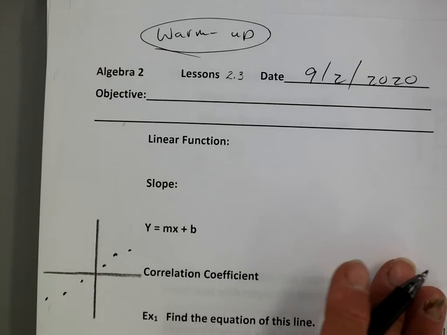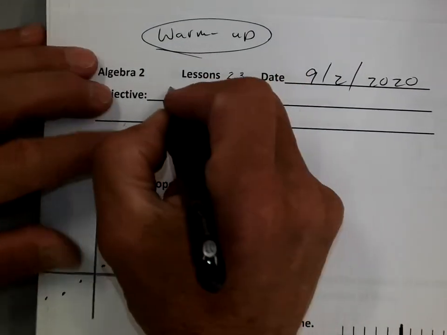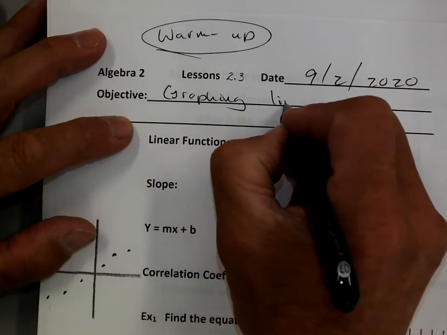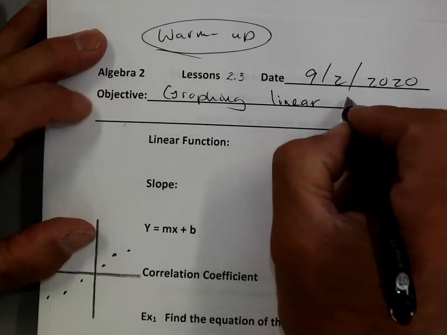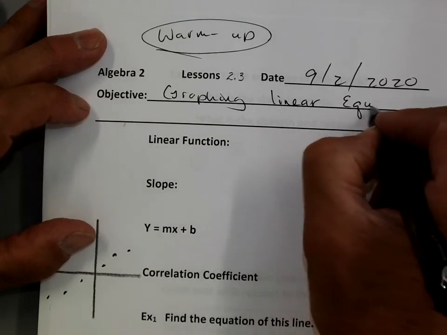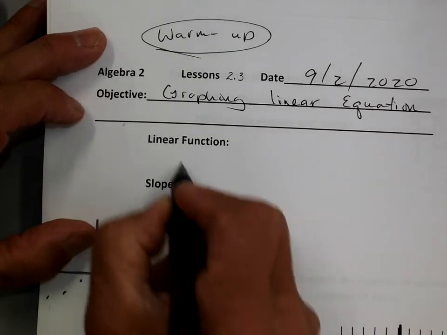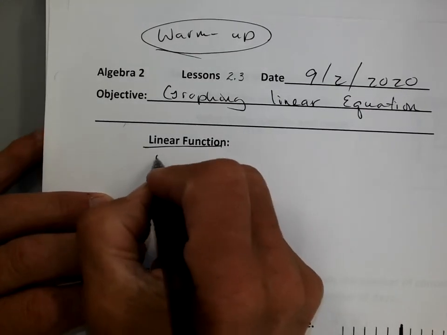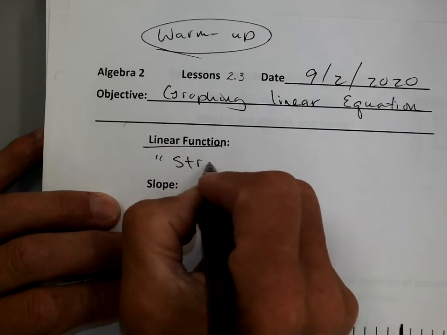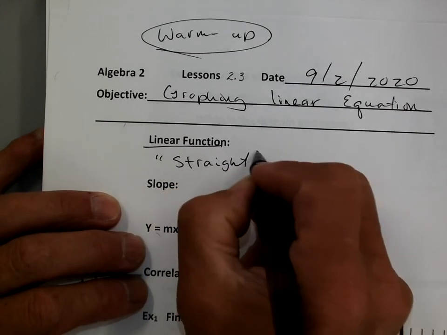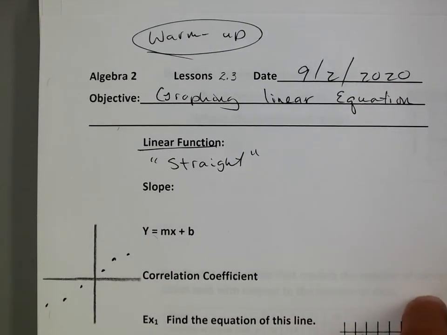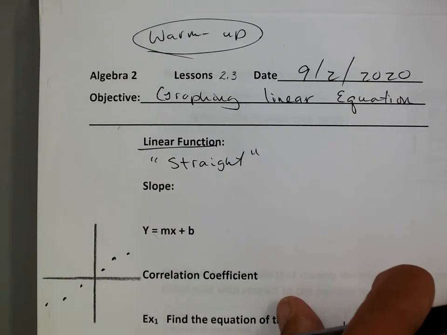Okay, so today's objective, what we're going to do is talk about graphing linear equations. Right? So linear equations or linear functions. If it's linear, it's got to be straight. It's got to be a straight line. It doesn't bend, it doesn't curve, it goes straight. Now we did this last year, so hopefully this is a nice review of what we did last year.